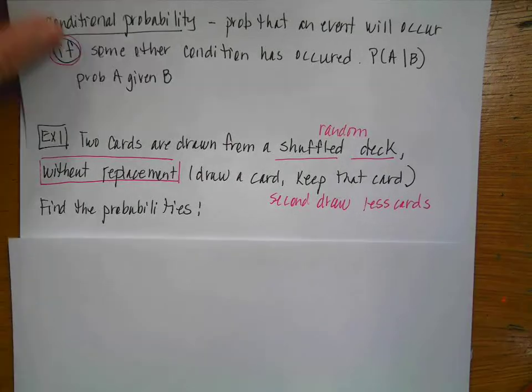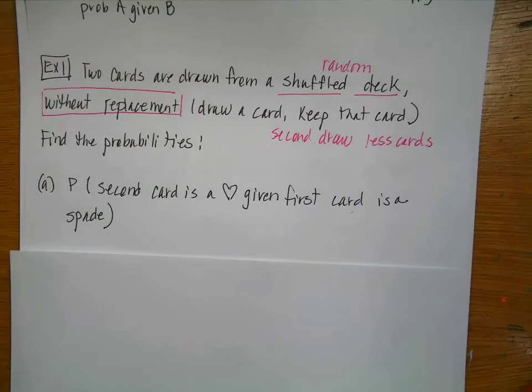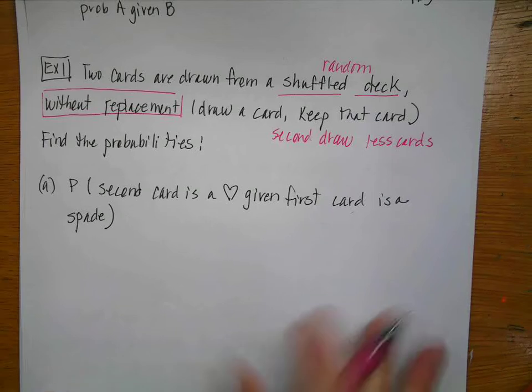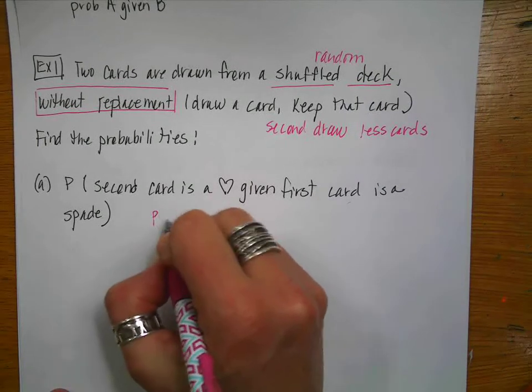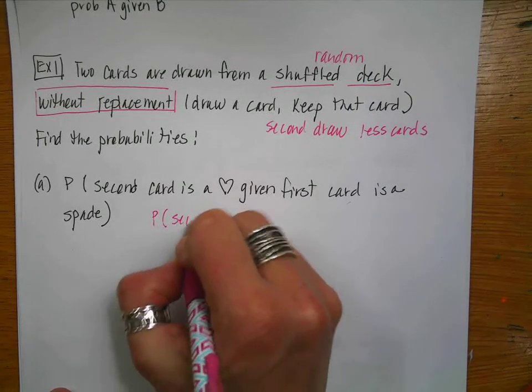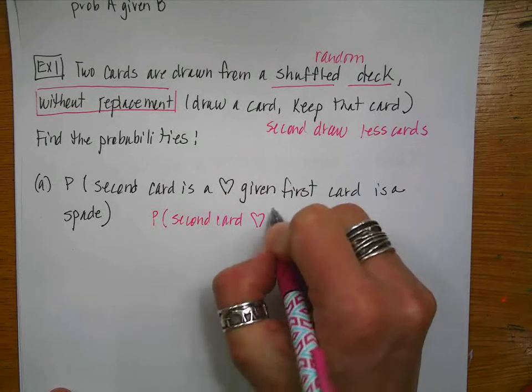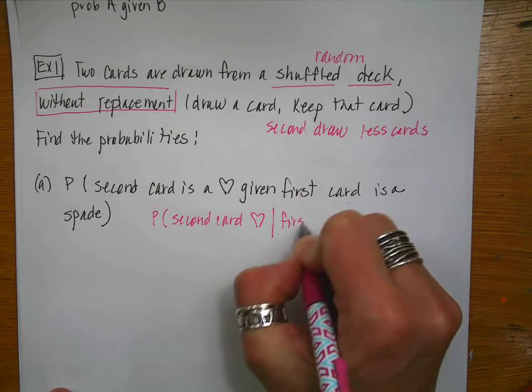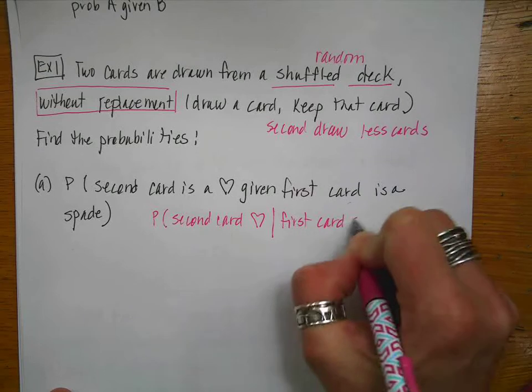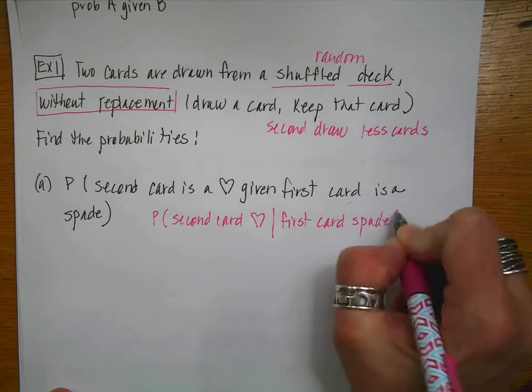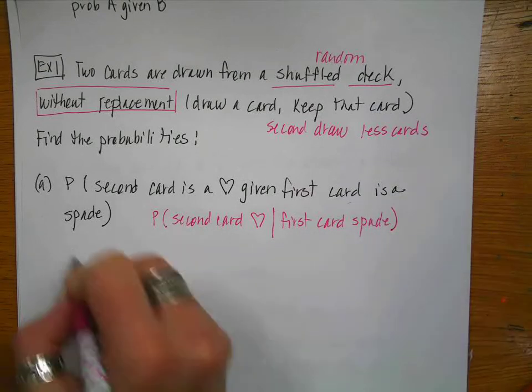So we want to find the probability on A that the second card is a heart, given that the first card is a spade, right? And so if we were to write this, it would be probability that second card is a heart, given first card is a spade. Okay, so just a little bit of review.